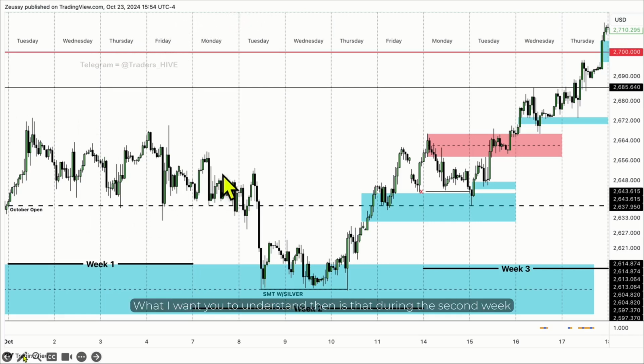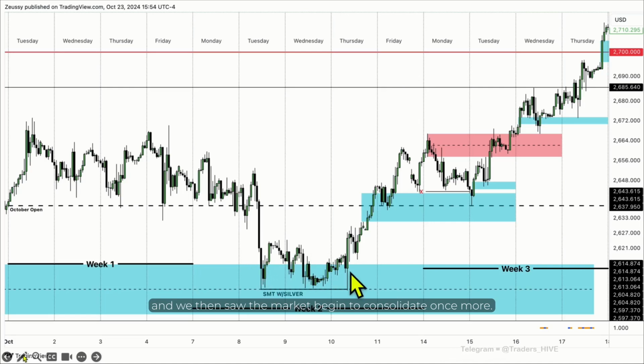What I want you to understand then is that during the second week, we dropped towards the downside and took out all of the sell side liquidity resting below these lows right here. By taking out all of that sell side liquidity, the market dropped below the October open, the October open being represented by this horizontal line. We then saw the market drop into the daily BC price range.